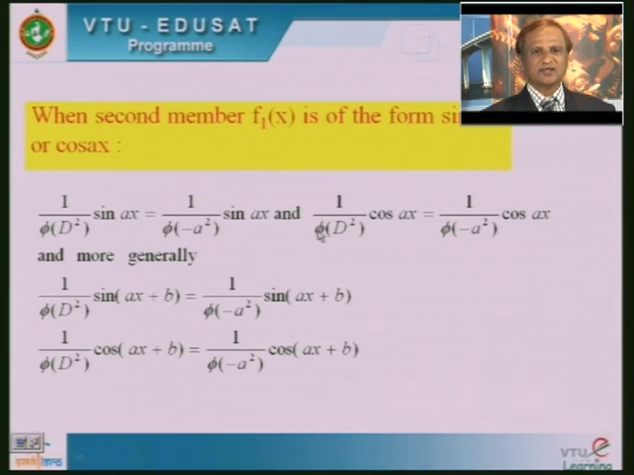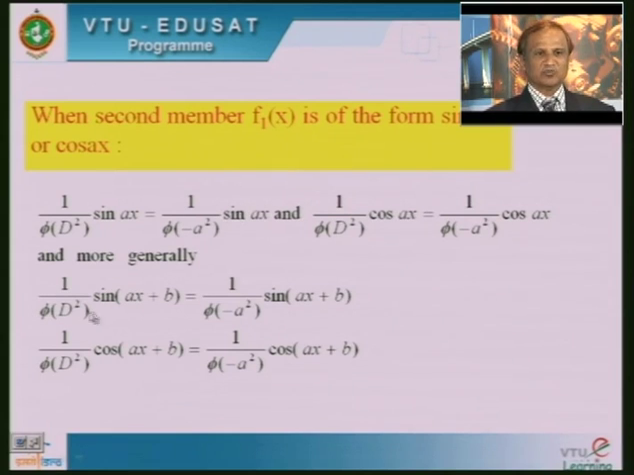The same thing can be written as 1 divided by phi of D square, cos ax, is equal to 1 divided by phi of minus a square, cos ax. It means it is exactly similar to sin ax. It may be of the type sin ax or of the type cos ax. In both cases, we want to identify the D square term and replace D square by minus times a square. Whatever we get, that is the particular integral of the given equation.